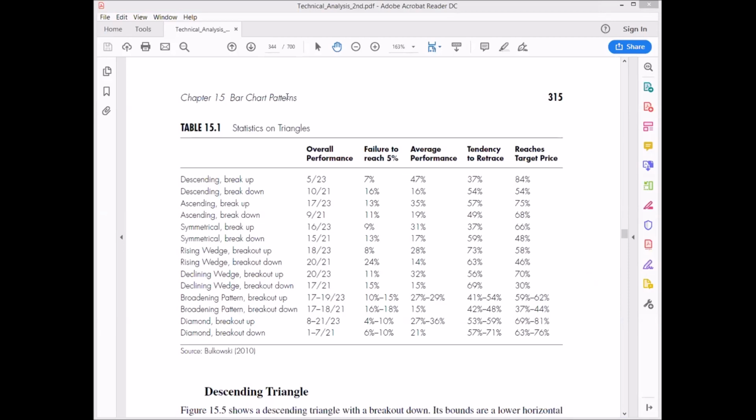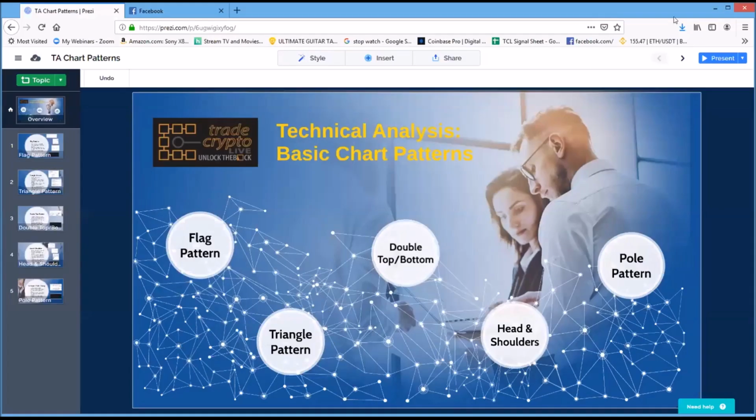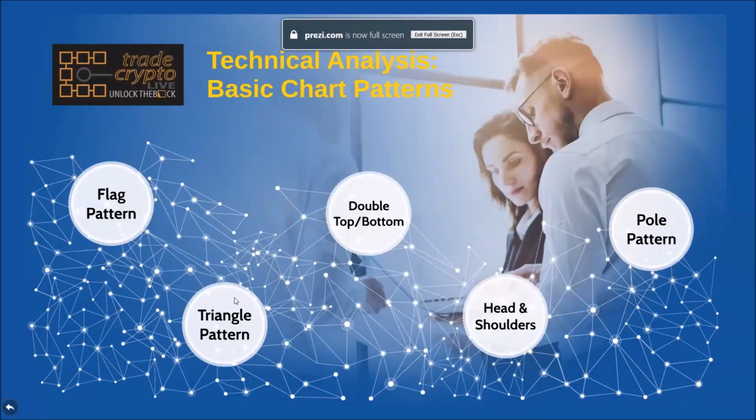But there are a ton of statistics on traditional asset markets, and it helps just to see how often they're successful in traditional markets, because when people are going back and researching them for crypto, they're going to be paying attention to the same numbers, right? So I'm going to switch back over, and we're going to take a look at our triangle patterns.